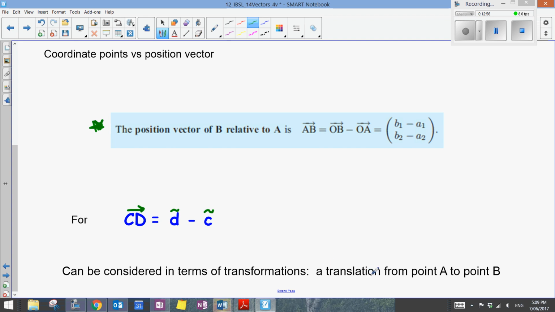You can also think of it as a translation. So how are we translating from point A to point B? You can think of it almost like a translation vector. How are we moving from one to the other?